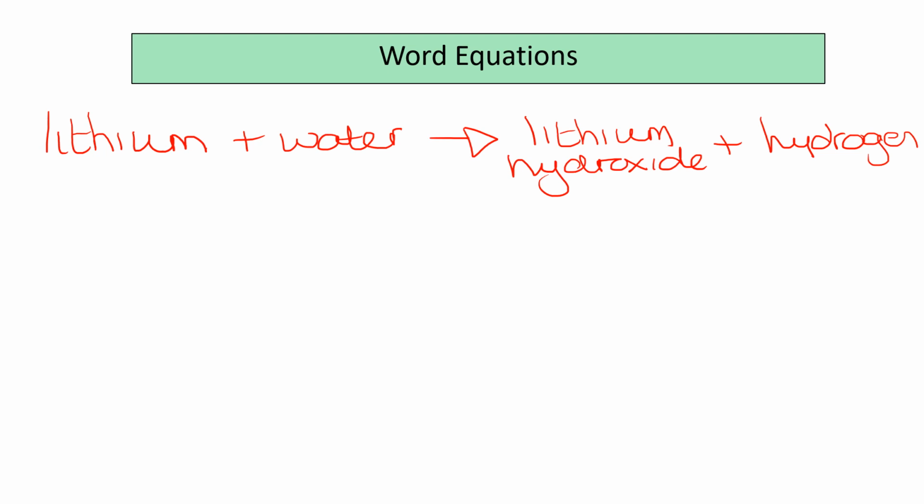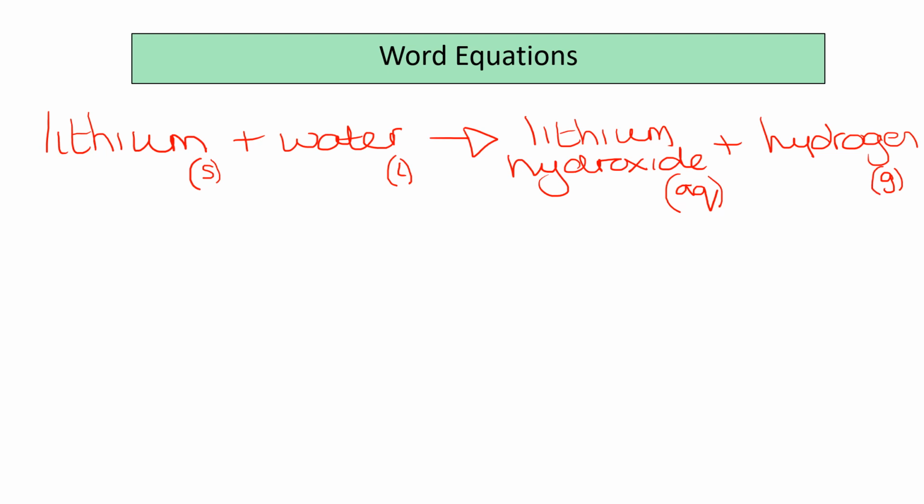We could also add state symbols to this. Lithium was a solid piece of metal, so we can give it the state symbol of an s to mean solid. It is important to make this a lowercase letter, not a capital. Water is in a liquid state, so we can give it a lowercase l. Lithium hydroxide is a salt in solution, so we can give it the symbol aq to mean aqueous, or dissolved in water. Hydrogen was a gas, so we give it the lowercase g to represent gas.